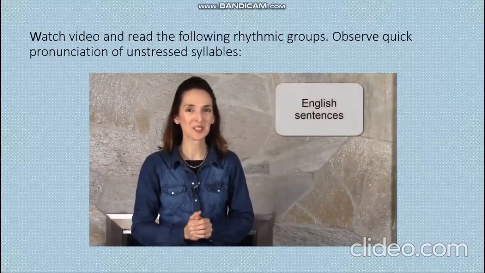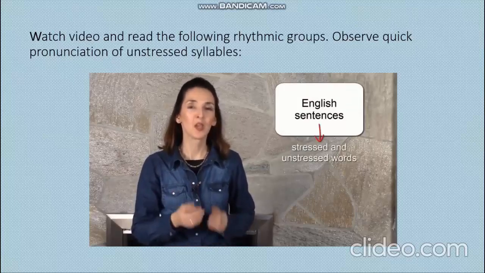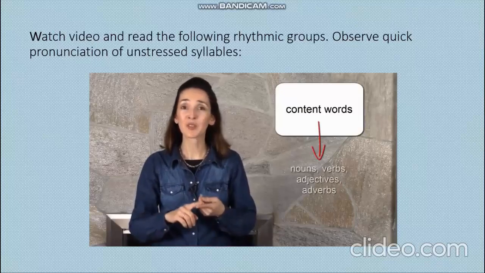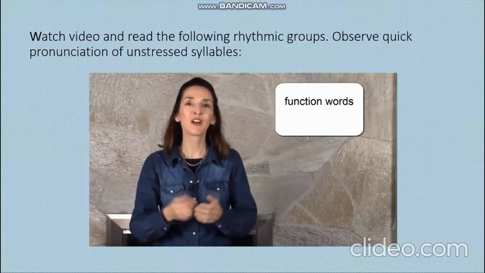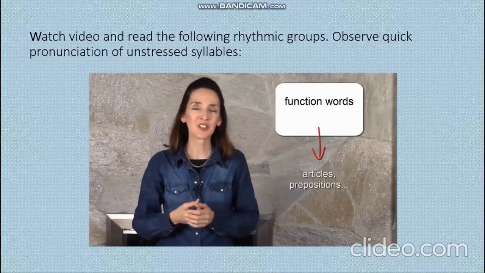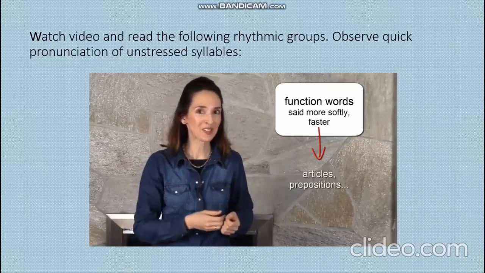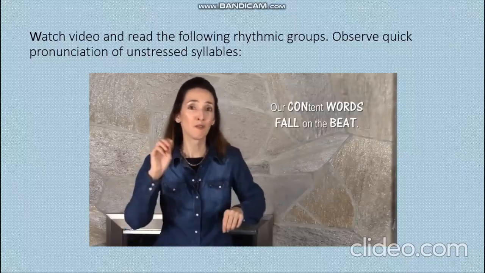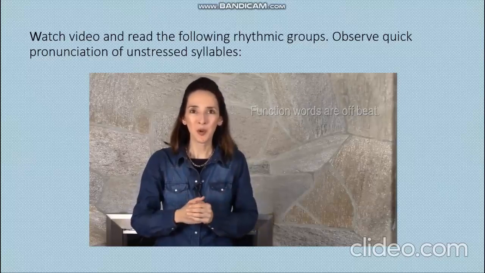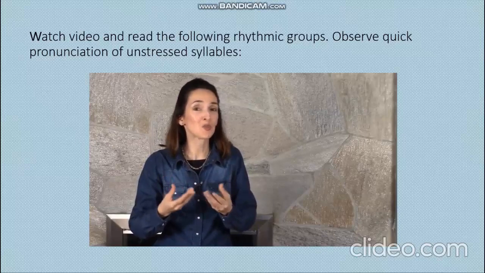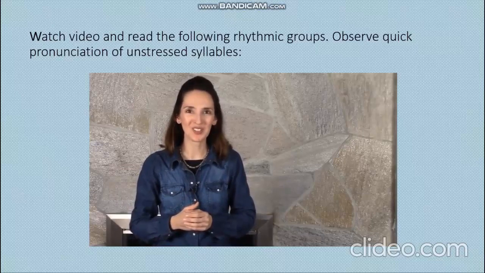Next, let's talk about sentences. English sentences have stressed and unstressed words. We stress content words like nouns, verbs, adjectives, adverbs, words that carry meaning. Function words like articles and prepositions are normally unstressed. We say them more softly and generally faster. Our content words fall on the beat. Function words are offbeat. If you'd like to learn more about how unstressed words and unstressed sounds change in fast speech, watch my 20-day Fast Speech Challenge.